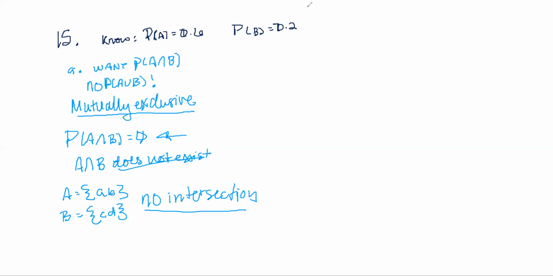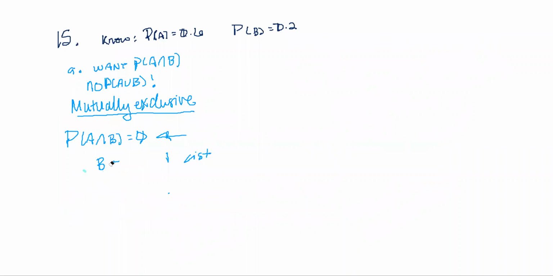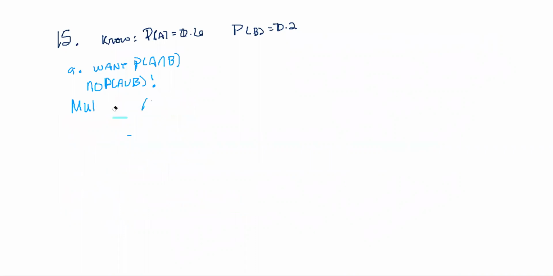Give me a sec to erase this. Okay, so that is A. And from that, we can start to find other stuff. Okay. I'm just going to write down. All right, so that's part A. Okay, so part B.